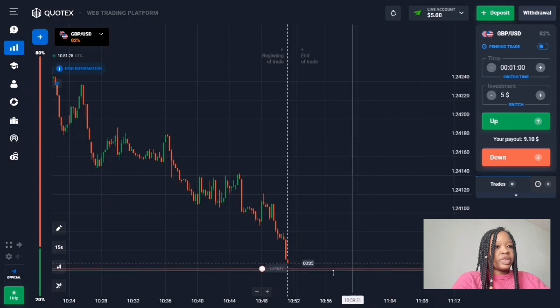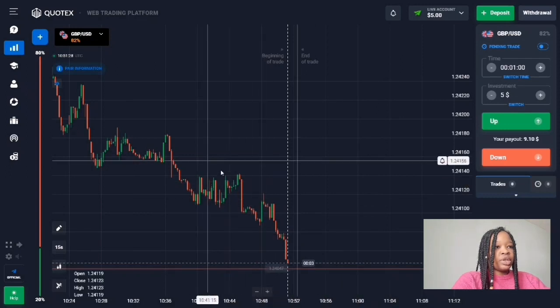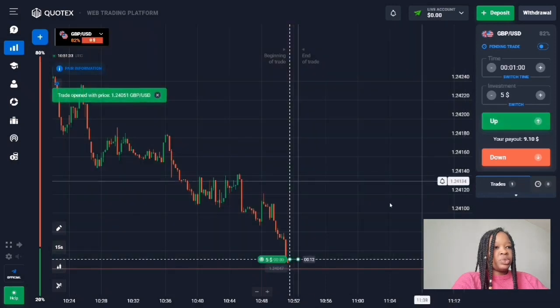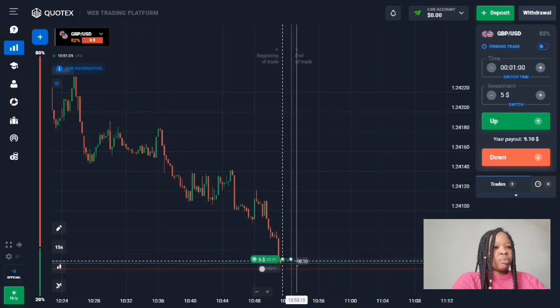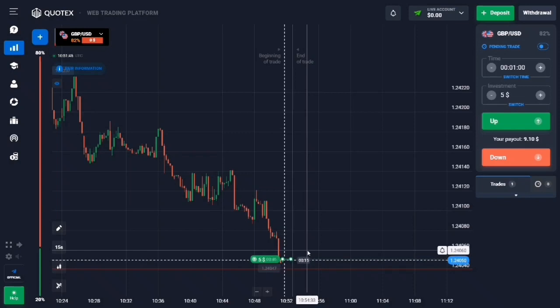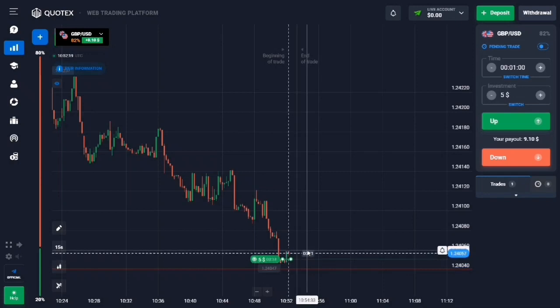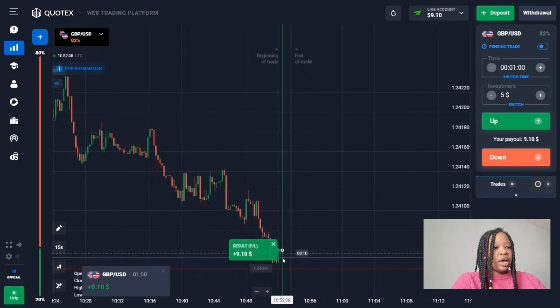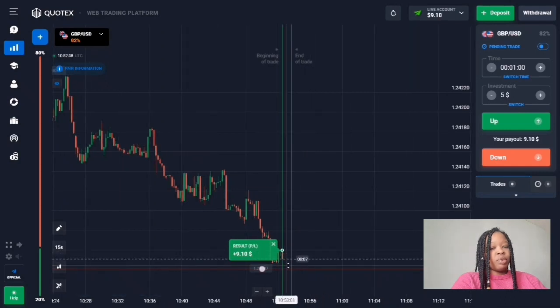So this is the level of support and this is a very steady downtrend. The price is touching this level for a long time. So I'll enter the market for 1 minute with an uptrend because I suppose that there will be a pullback up very soon. So let's wait for the results of this trade and see. Analyzing this, the price pulled back up and this transaction was very profitable.